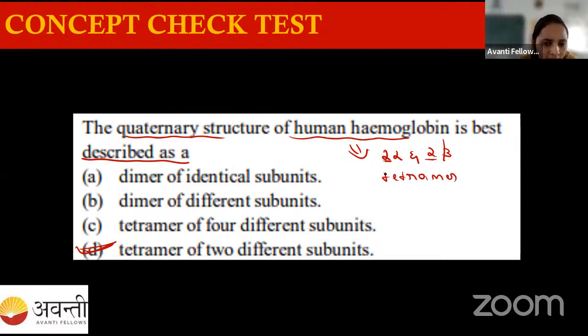How many different subunits does it have? Does it have four different subunits? No, only alpha and beta are there, so that is 2 different subunits. That's why tetramer of 2 different subunits is the correct answer. Okay, students, fine.